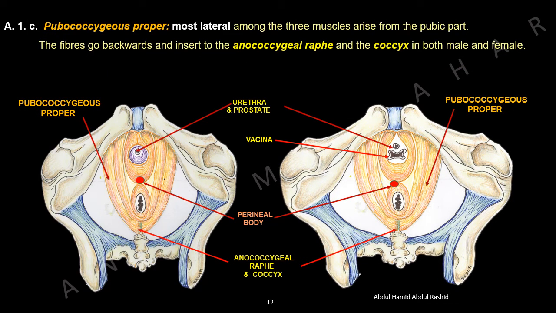Pubococcygeus proper. This muscle is the same in both male and female. You can see here, this is pubococcygeus proper. This is the anococcygeal raphe, and this is the coccyx. Pubococcygeus proper is the most lateral among the three muscles that arise from the pubic part. The fibers go backwards and insert into the anococcygeal raphe and the coccyx in both male and female. This is the muscle, the outermost among the three.